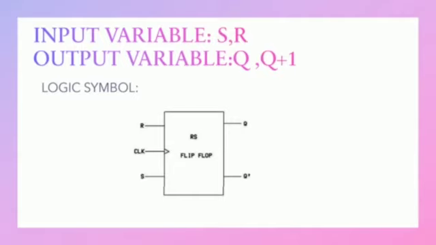And here the input variables are S and R, and the output variables are Q and Q plus 1. And this is the logic symbol for the SR flip-flop. And this is the circuit diagram, where we are using NAND gates.